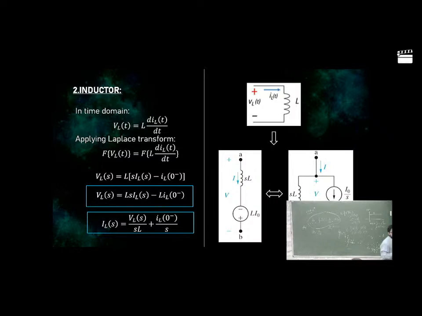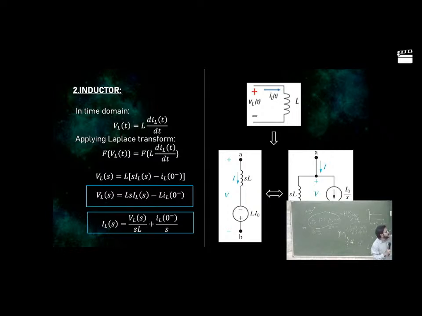What are we doing with 0 plus? You mean the action after switching? We don't know that yet, so we need the initial behavior, before switching. For that reason I am taking minus. We are switching at t equal to 0, and before that whatever the current is flowing, or whatever charge is stored by a capacitor, will be given by Vc(0 minus) or IL(0 minus). And so this is the current equation.